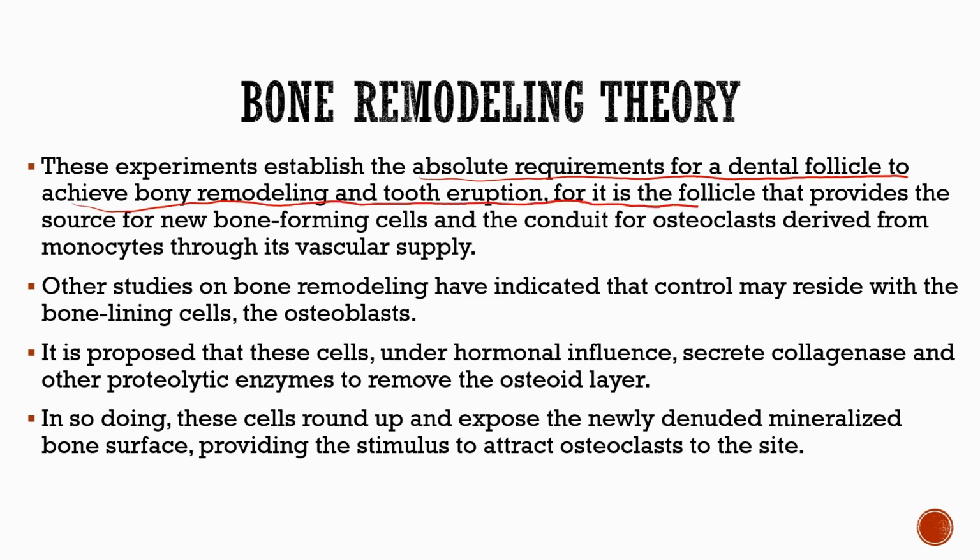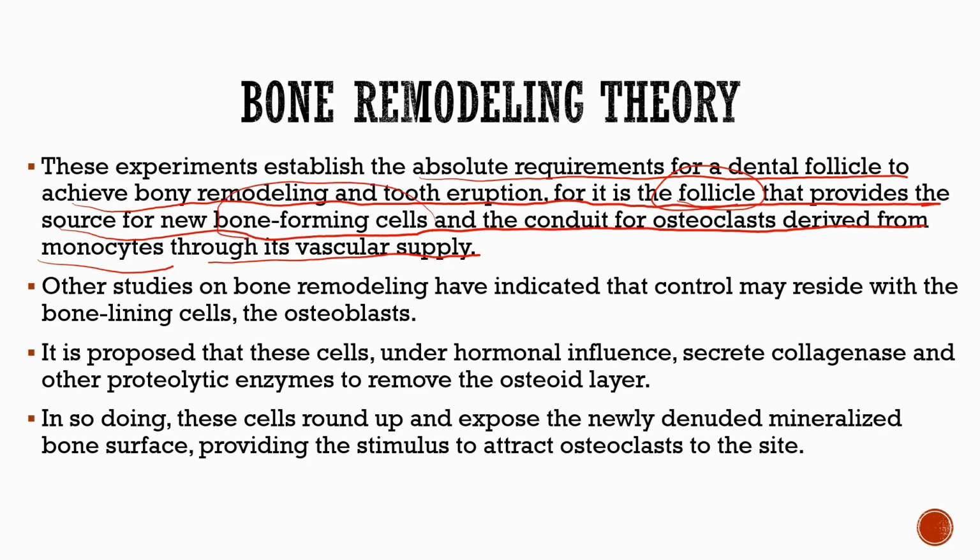For it is the follicle that provides the source for new bone forming cells and conduit for osteoclasts derived from the monocytes through its vascular supply. So, in summary, what does it mean? That the dental follicle is the most important part which provides osteoclasts and bone forming cells. Without these, the bone will not form.